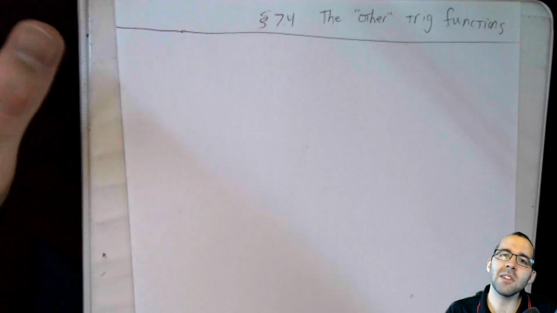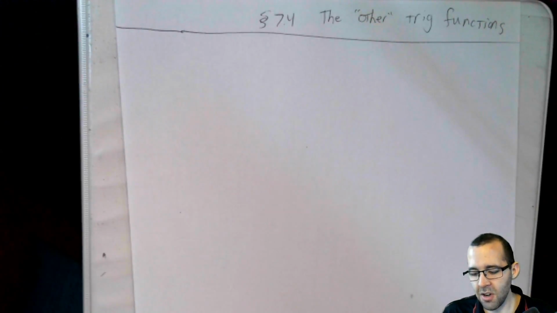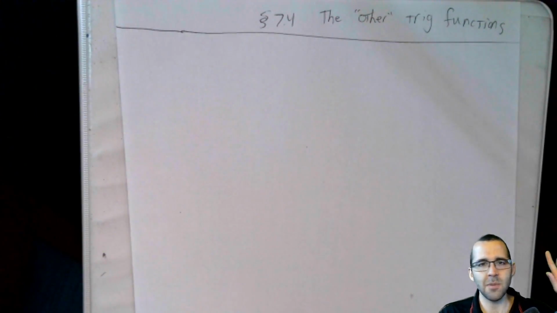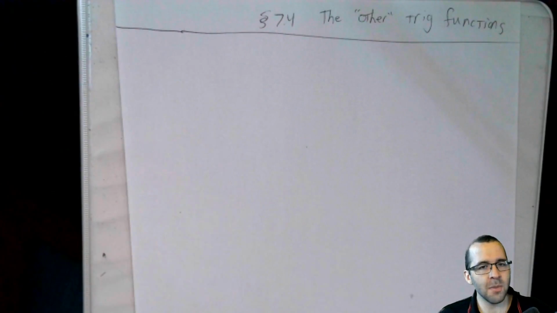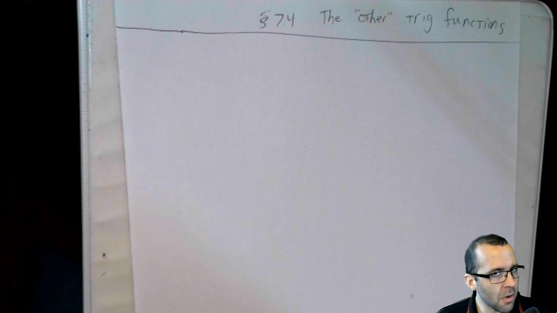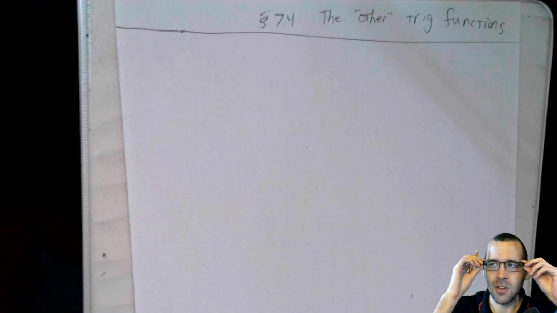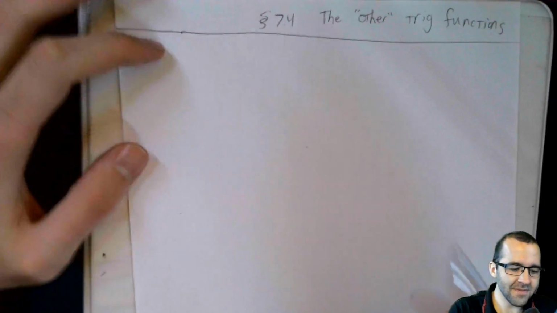So tomorrow is going to be 7.4b, and that's going to involve some odds and ends, but it should be familiar, odds and ends of things you've seen before, but that we're now tying into trigonometry. Okay, so here we go.